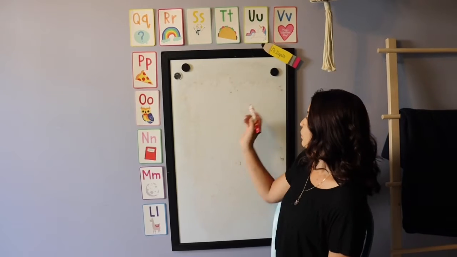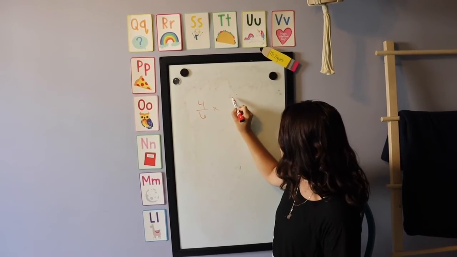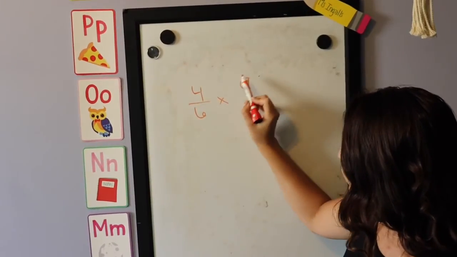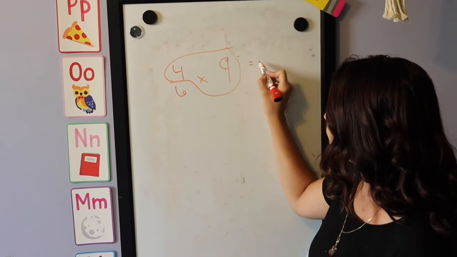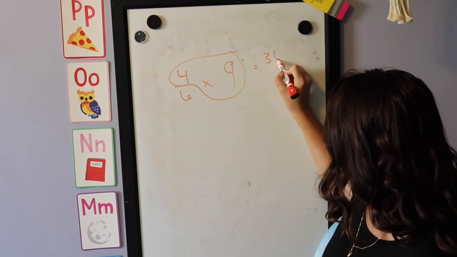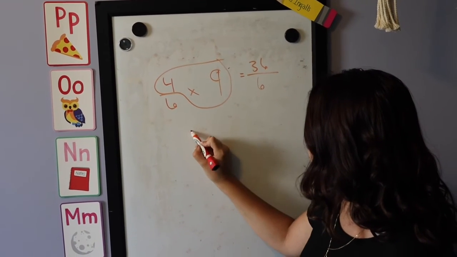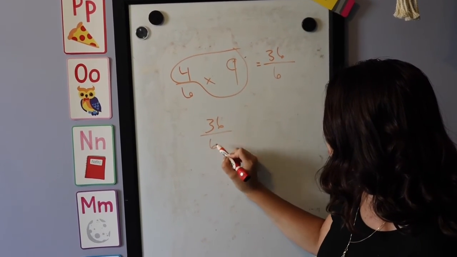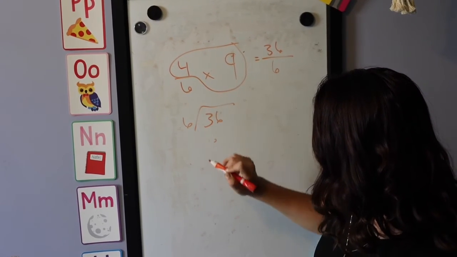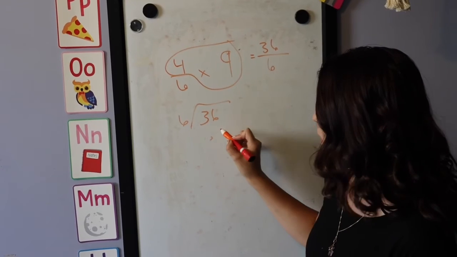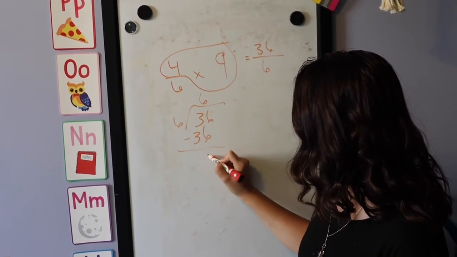For our last one, we're going to do 4/6 times 9. So again, same thing, multiply the numerator by the whole number, and we get 4 times 9 is 36. 36 over 6. So now that we have 36 over 6, we're going to divide it. How many times does 6 go into 36? 6. Good job. We subtract 36. We have 0.